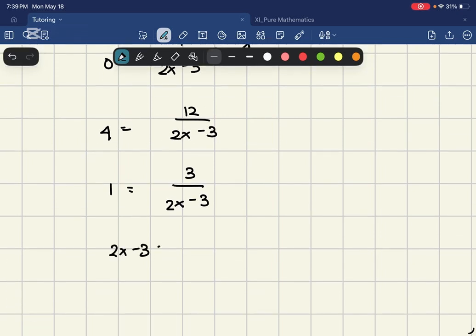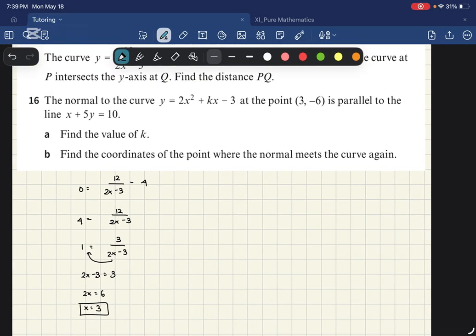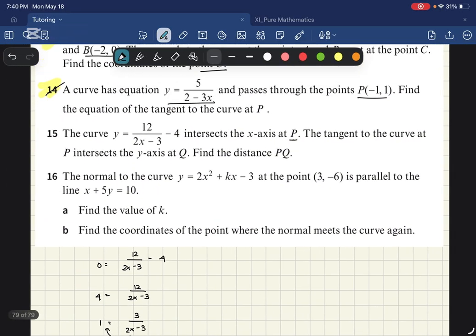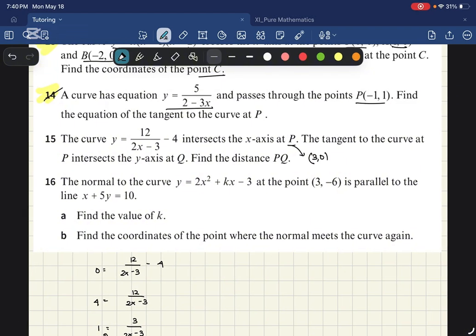So I know 2x minus 3, if I multiply it here, I'm going to get 3. 2x is equal to 6. X is equal to 3. All right. So now this point P is going to be 3 comma 0, right? Because it's intersecting the x-axis here. So if you substitute 3 here, you should get 0. And you do. 3 times 2 is 6 minus 3 is 3. 12 by 3 is 4. 4 minus 4 is 0.